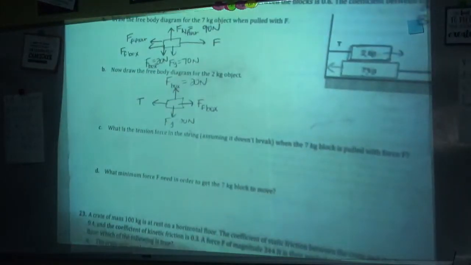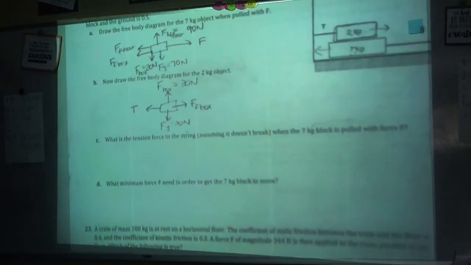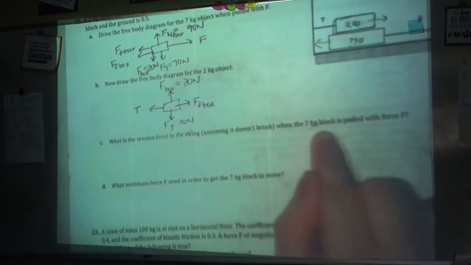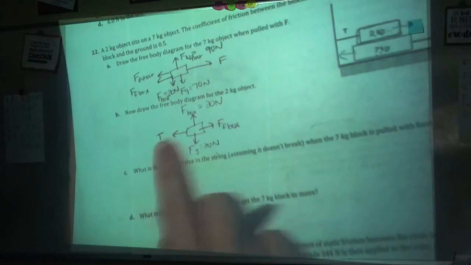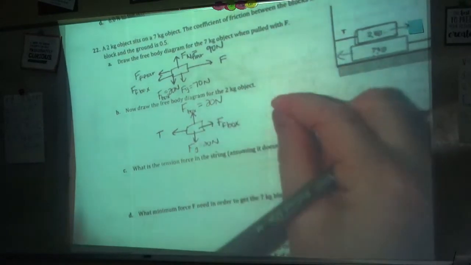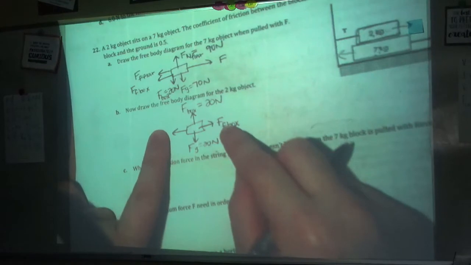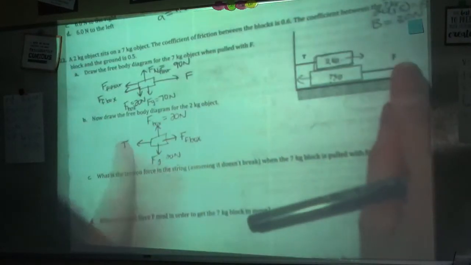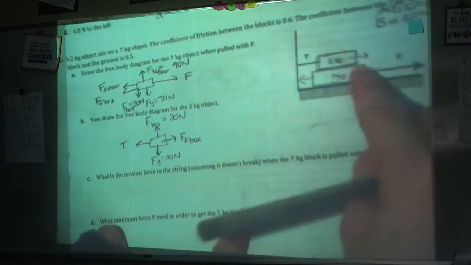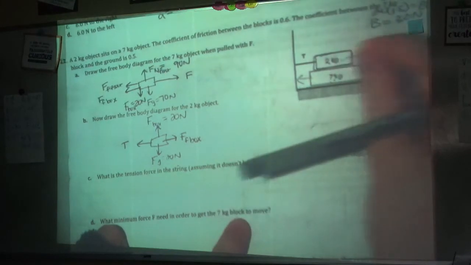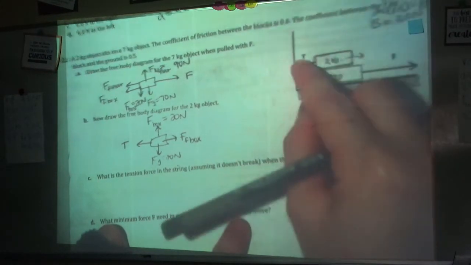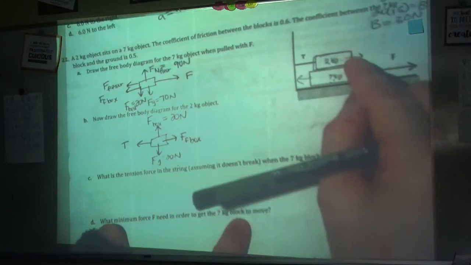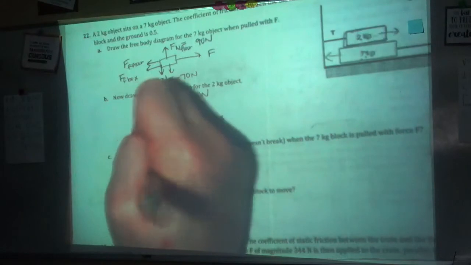Okay. I want to know the tension in the string when the 7 kilogram block is pulled with force F. So if you think about it, the tension in the string would only be as much as the force of the box. This force applied only is being pulled this way. What this one feels, a force to the right, is just the friction force. So the tension can only be as much as the friction unless you get an additional force in here. So let's find the force of friction for the box.